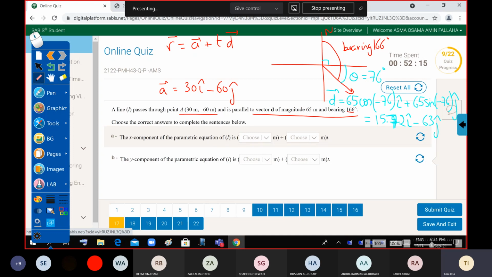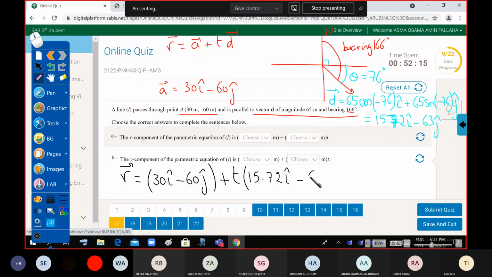We need to find the parametric vector equation. So this is what we should do now. R will be A, which is 30i minus 60j, plus t times D, which I already found in terms of i and j, 15.72i minus 63j. Okay, and then I group it.